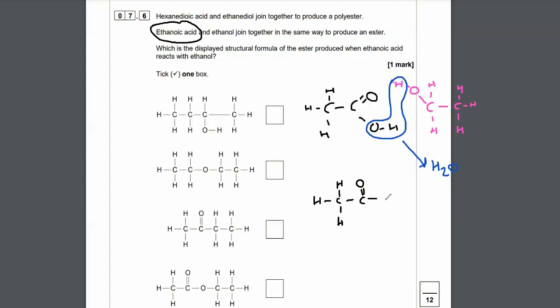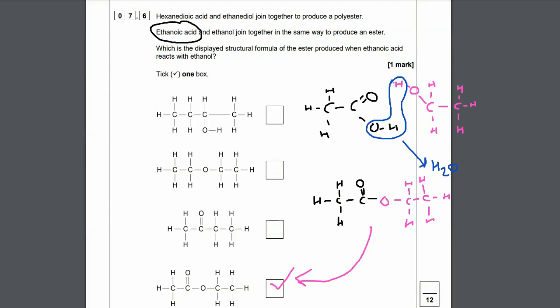So what I've done there, that's the remains of the carboxylic acid. Then in pink here, I'm going to write the remains of the alcohol, and they've bonded together, the O and the C double O. That's called an ester link or an ester bond. That functional group in the middle, the C double O and the O together, are the ester link. And so that's the same formula as this one down here.